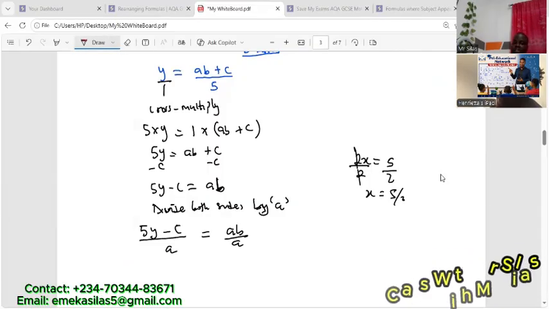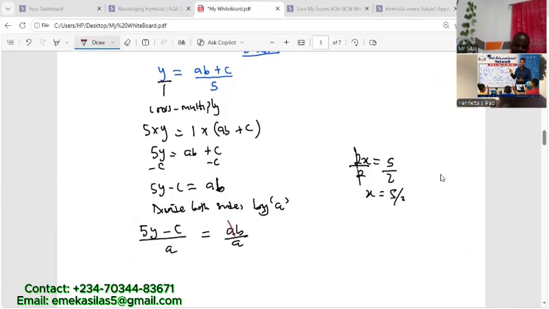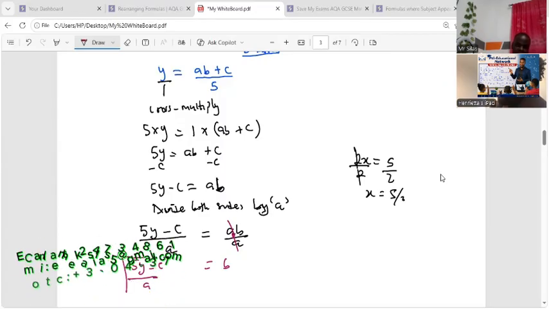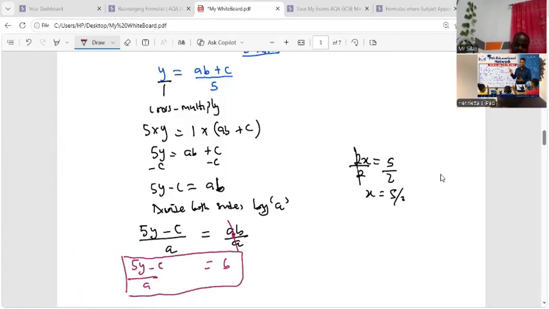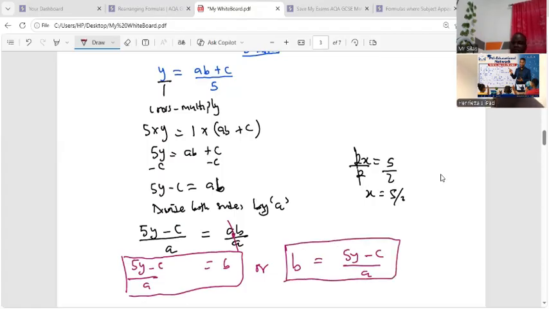So at this point, this A here will cancel out this A here. So B will be left alone. And we have succeeded. So this is 5y take away C all over A. So this is the subject. So you write it like this, B equal to 5y take away C all over A. This is our answer. Is that okay? Yes. So go ahead and write.